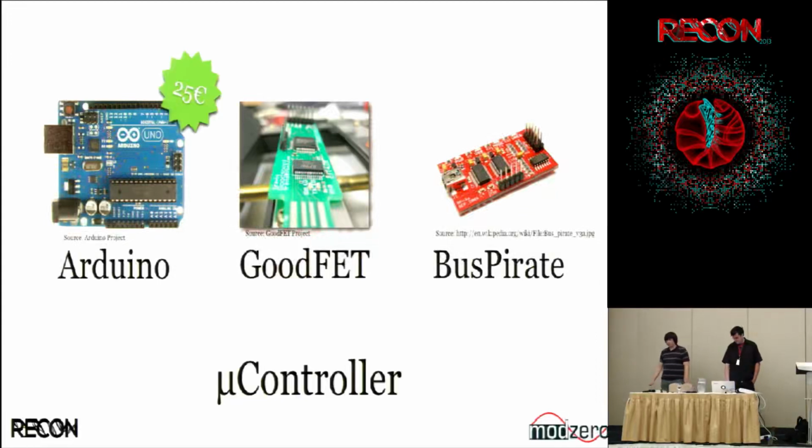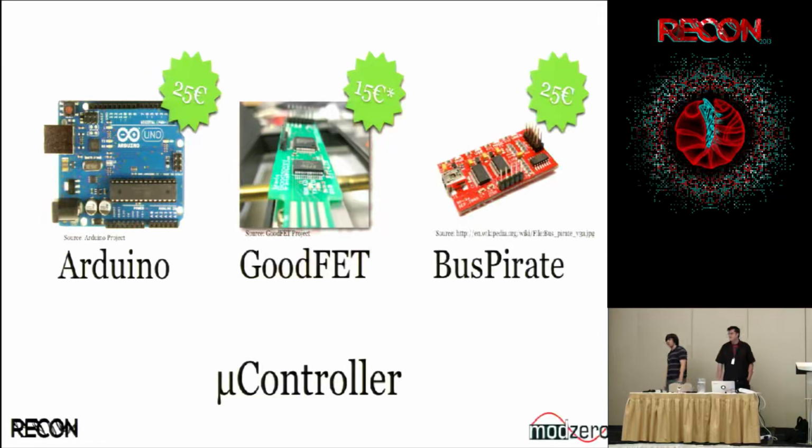But nevertheless, they're cheap, so they don't cost much at all. So the GoodFET being the cheapest because Travis gives you the board and you have to buy the parts and install it by yourself. Yeah, and solder it, but everyone gets to learn how to solder then.